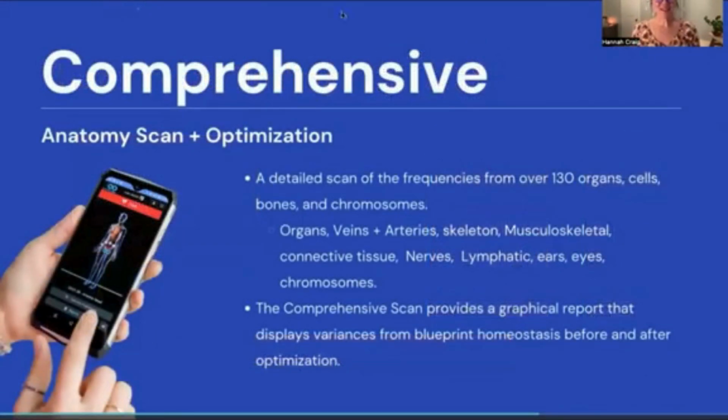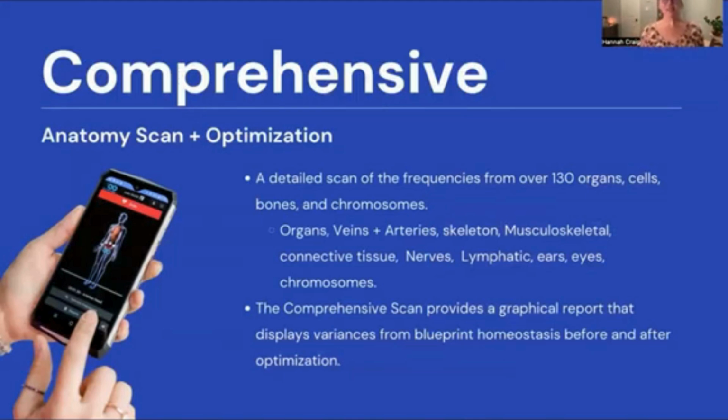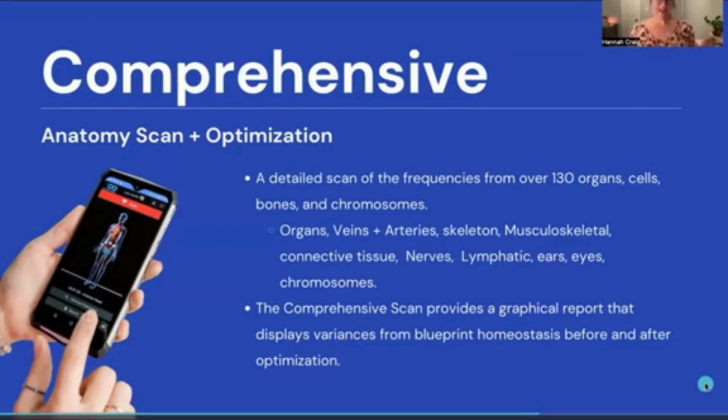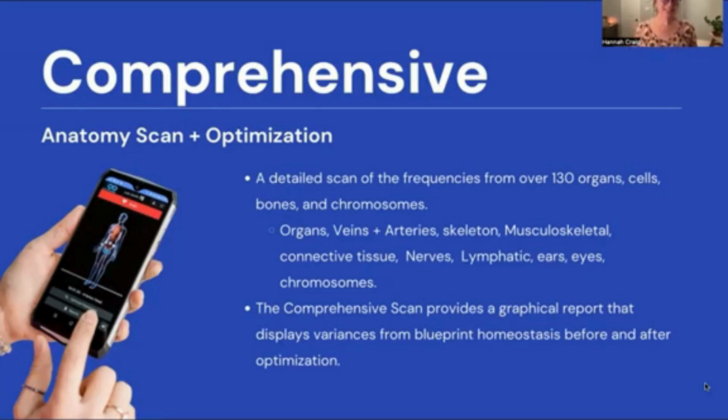All right, now we're going to go into the anatomy of the body. So the comprehensive scan is a very detailed scan and optimization program where you can scan any anatomical item in your body, your nerves, your arteries, your veins, your bones, your muscles, your connective tissue, your organs, and much more. I love this scan because if somebody comes to me and says, I have abdominal pain and I don't know why, I can scan all of the organs in their abdomen, their spleen, their liver, their gallbladder, of course, their colon and their stomach, and identify where the imbalances are lying.